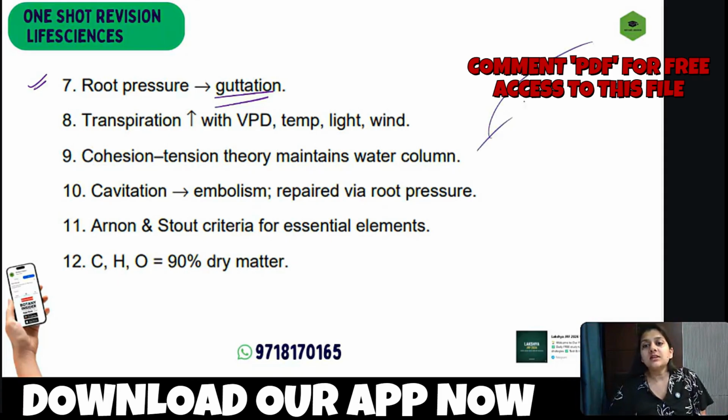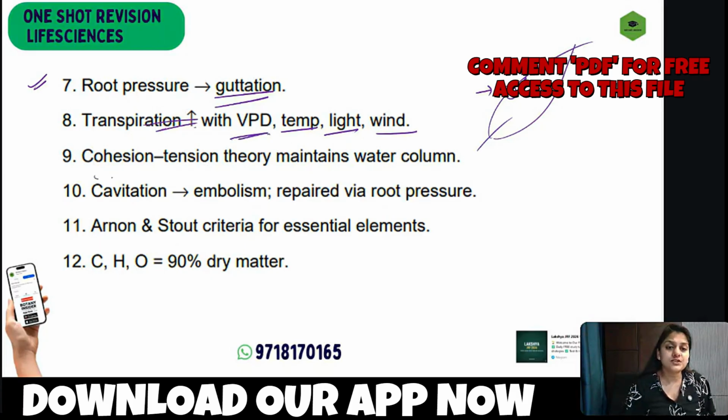What is guttation? If you see a leaf, in the early morning time specifically, you get to see the edges of the leaf having water droplets on it. These water droplets are because of the root pressure that gets developed during the night time, right? Then the increase in the transpiration is with temperature, light, wind, vapor pressure development, all these things.